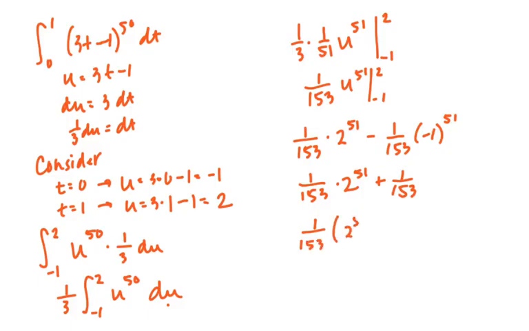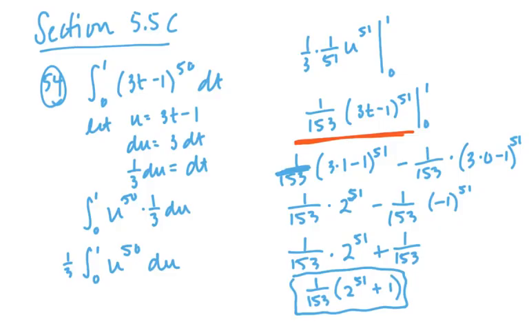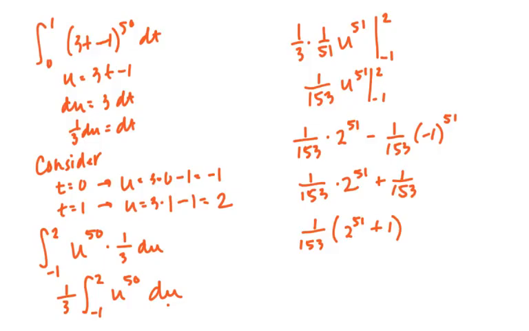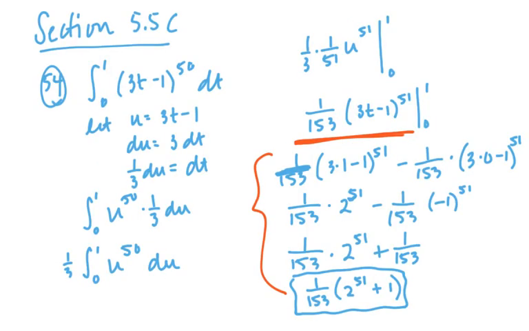153, 2 to the 51st plus 1. So you can see it's the same answer either way. Most students find this method easier because all you do is evaluate at the end rather than changing bounds in the middle. You can go either way, whichever you would like to do. I'm going to show this first method as I continue the video.